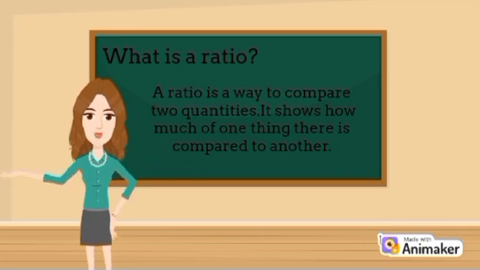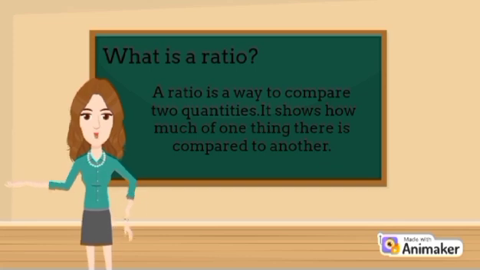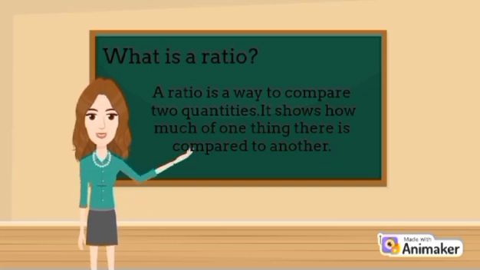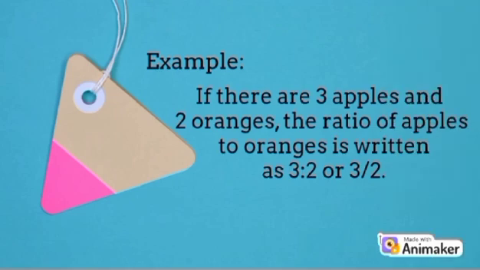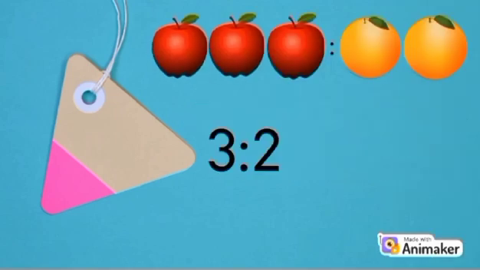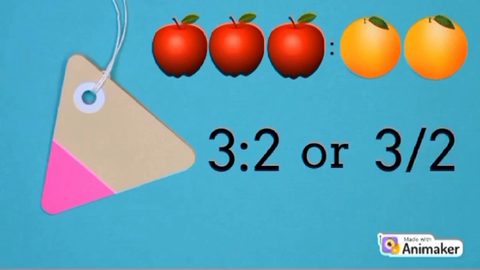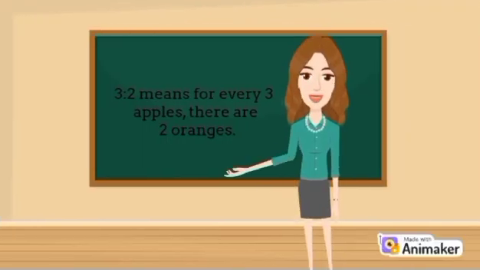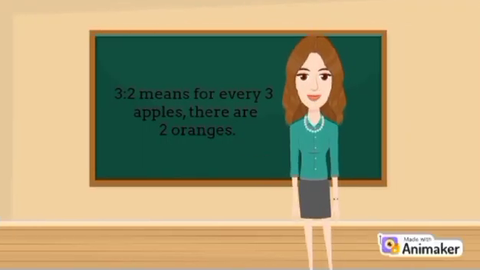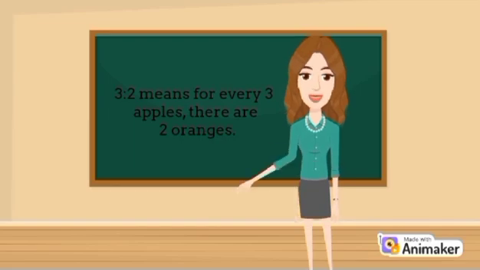What is a ratio? A ratio is a way to compare two quantities. It shows how much of one thing there is compared to another. For example, if there are three apples and two oranges, the ratio of apples to oranges is written as 3 colon 2 or 3 over 2. 3 is to 2 means for every 3 apples there are 2 oranges.